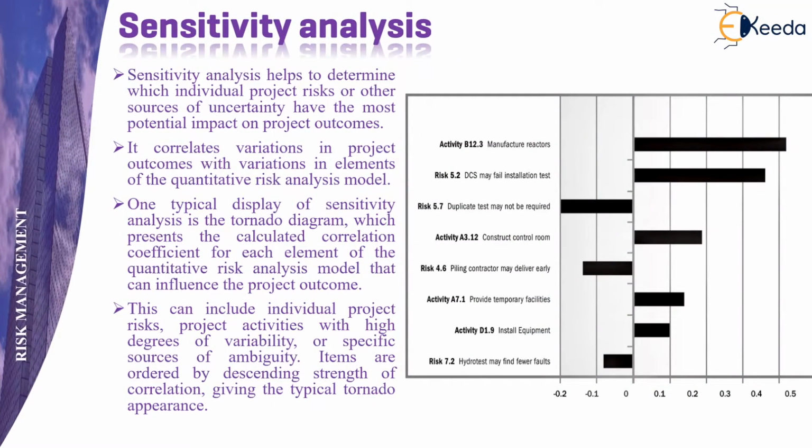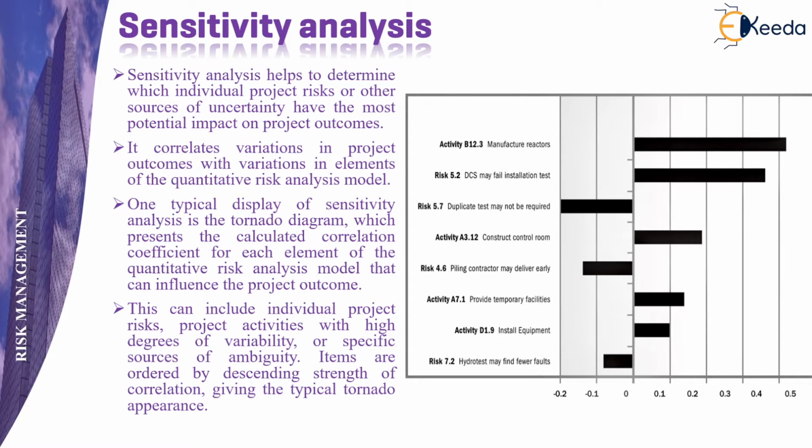Next is sensitivity analysis, which helps to determine individual project risks and other sources of uncertainty which have the most potential impact to affect the project outcomes. One typical display of sensitivity analysis is the tornado diagram, which you can see on the screen. It presents the calculated correlation coefficient for each element of the quantitative risk analysis model that can influence the project outcome. This can include individual project risks, even your ambiguity items, ordered by descending strength, etc.